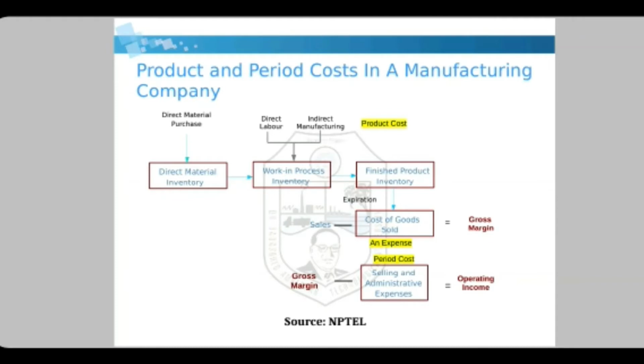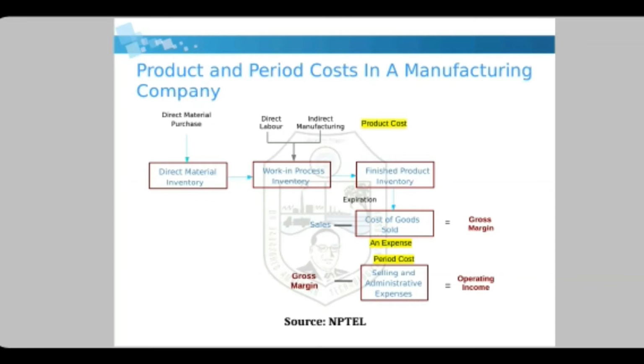Let's say they have bought some raw material. So that is their direct material purchase cost. The direct material will go into inventory. Now they will take some amount of raw material and process it to produce some product. At this stage, that is work in process inventory, two costs will get added into it. First is direct labor cost, the labor that they are using for making that product, and indirect manufacturing cost, like machine cost and all.